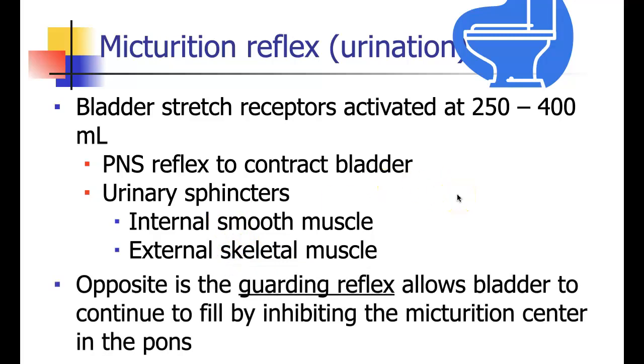The opposite of the micturition reflex is called the guarding reflex, which allows the bladder to continue to fill by inhibiting the micturition center in the pons. So this is something that nurses are going to be using a lot because you're trying to prevent yourself from peeing so you can serve your patient, right?